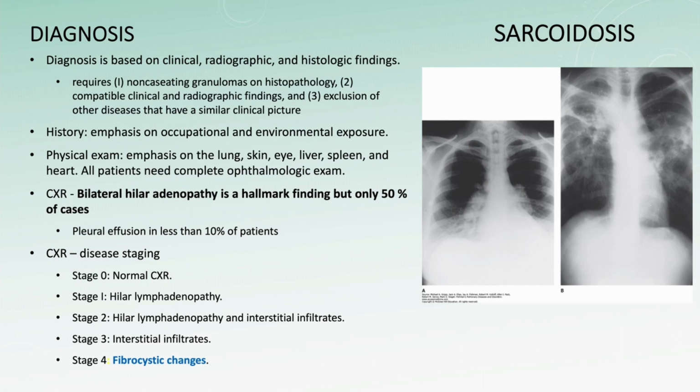As far as staging for the disease, there are really four distinct stages. The first is having the disease with a normal chest x-ray. That's stage 0, so it's hard to diagnose a patient at stage 0. Stage 1 has hilar adenopathy. Stage 2 has hilar adenopathy plus interstitial infiltrates. Stage 3 has interstitial infiltrates. Stage 4 is fibrocystic changes. So you can see there's a progression of disease. I don't expect you to know staging for my test, but it is good to know that there is staging that exists.